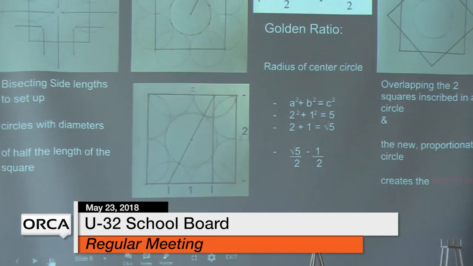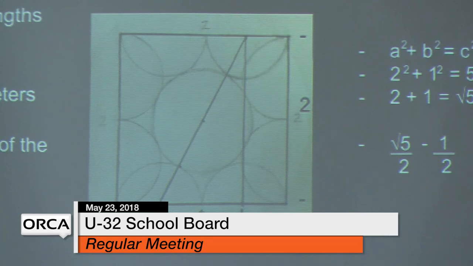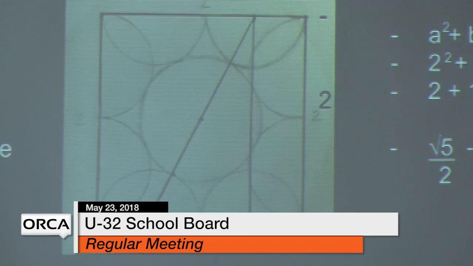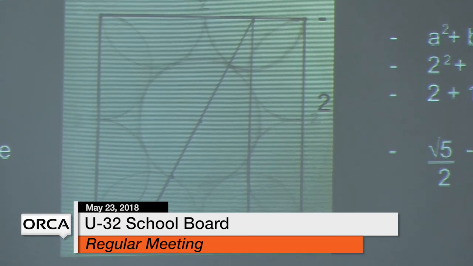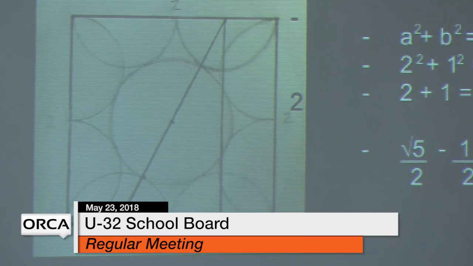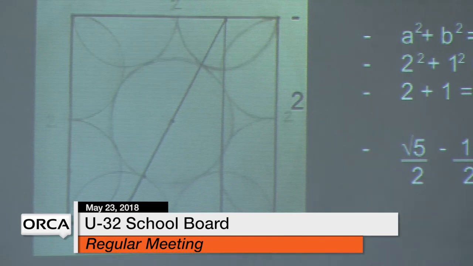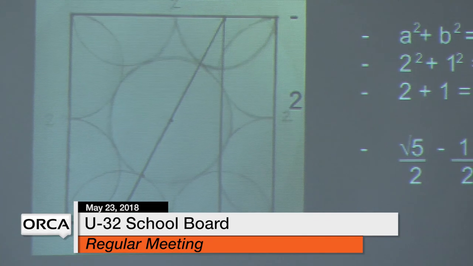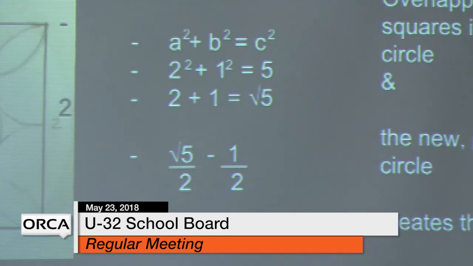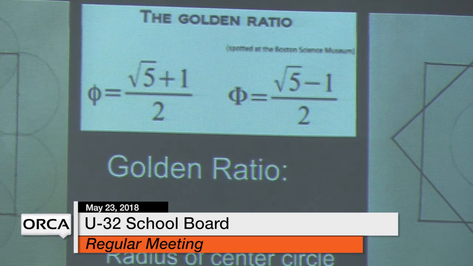And so you have to find the length of the hypotenuse using a squared plus b squared equals c squared, which is 2 squared plus 1 squared equals 5. You simplify it. The hypotenuse is the square root of 5. And so if you split the hypotenuse in half, it's the square root of 5 divided by 2. And you have to subtract half because that is the radius of one of these small circles. And so that gives you the radius of the center circle, which is equivalent to one of the versions of the golden ratio. And this is what it looks like once you put the proportionate circle into the squares.